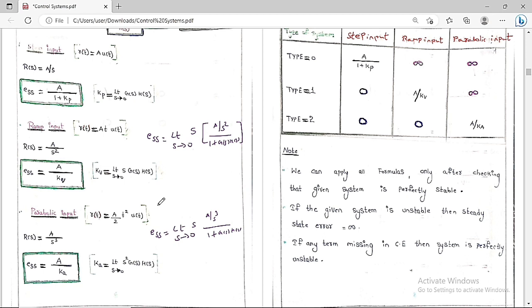If it is stable, then only we have to apply these formulas. Otherwise, if it is an unstable system, the steady-state error is always equal to infinity. So these things you always have to keep in your mind.